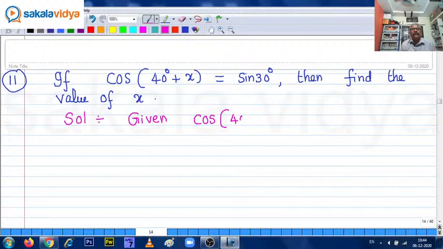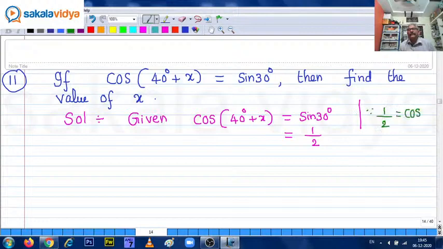Cos of 40 degrees plus x equals sine 30. See, sine 30 equals 1 upon 2. This 1 upon 2 also, in terms of cos, we can write as cos 60. Instead of 1 by 2, you can write cos 60.